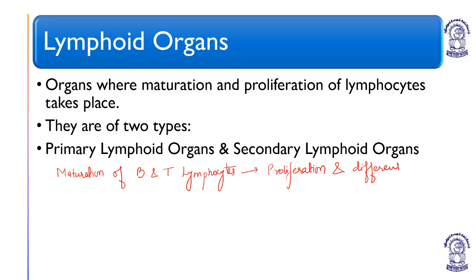And differentiation. We can say the primary lymphoid organs are concerned with the maturation of B and T lymphocytes, and secondary lymphoid organs are concerned with the proliferation and differentiation of B and T lymphocytes. The acquired immune response to antigens is usually developed in these organs.